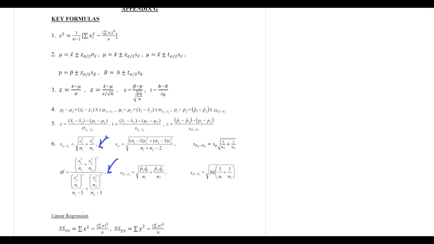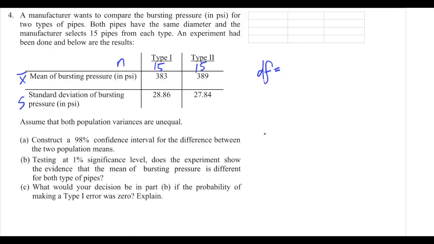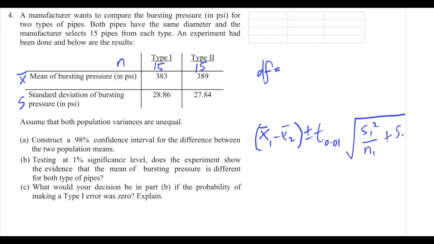using this formula. So the 98% confidence interval will be x bar 1 minus x bar 2 plus minus t distribution, alpha over 2 is 0.01. Degrees of freedom is the complicated formula that we discussed. Multiplied by S1 square over N1 plus S2 square over N2.